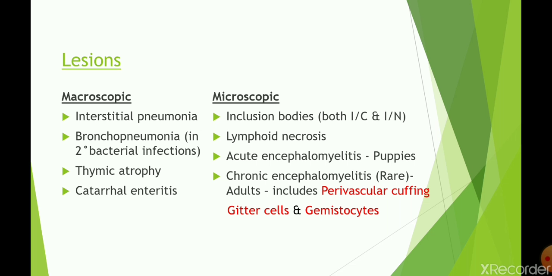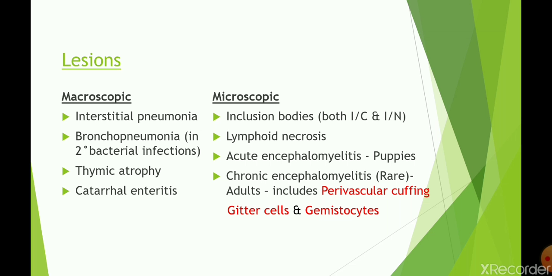And for the thymus, there will be atrophy, since the virus is affecting the lymphocytes. So it will cause destruction of the T lymphocytes. Then there will be catarrhal enteritis. There will be excess mucus production and inflammation of the intestine.